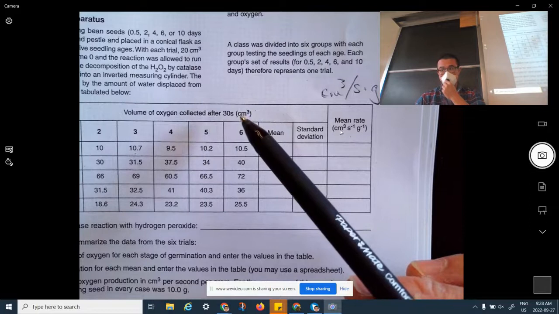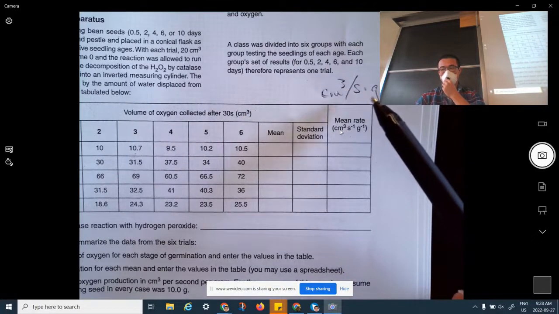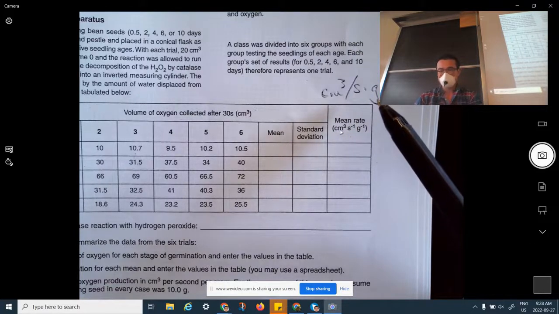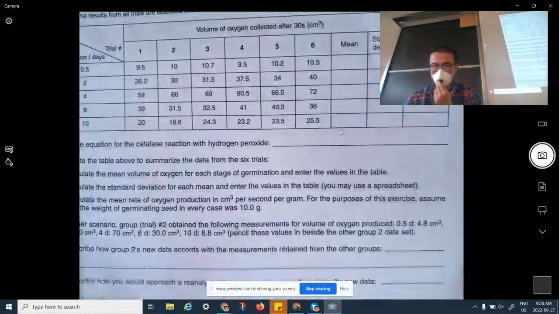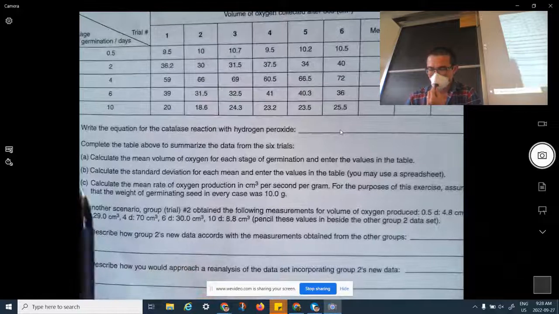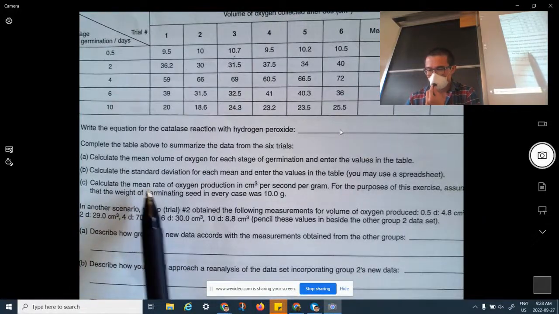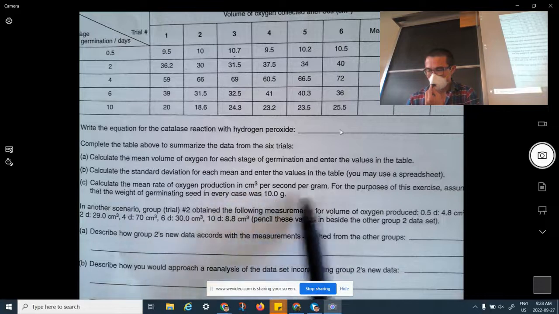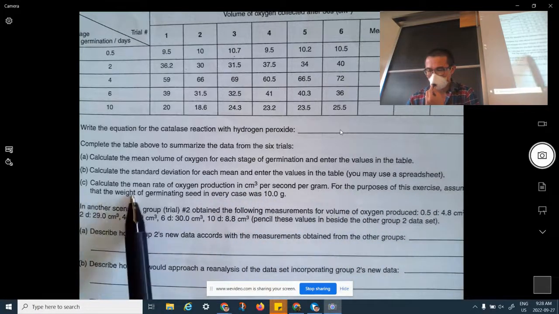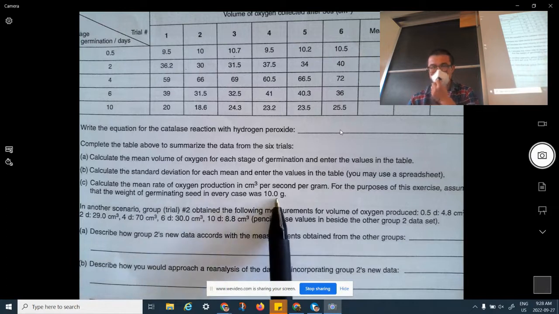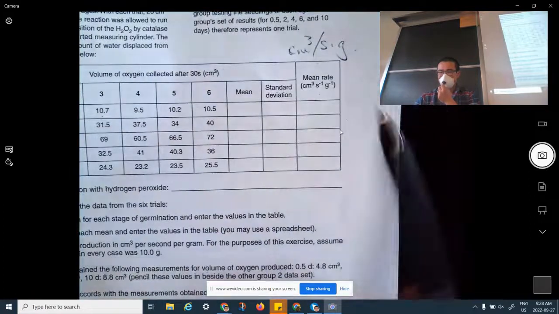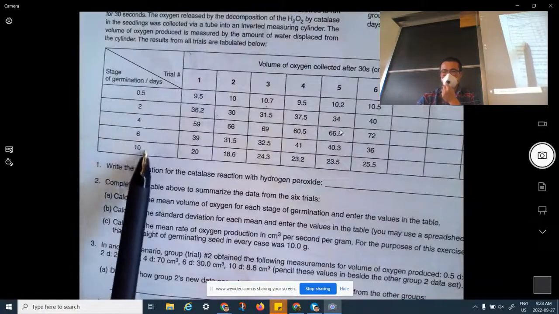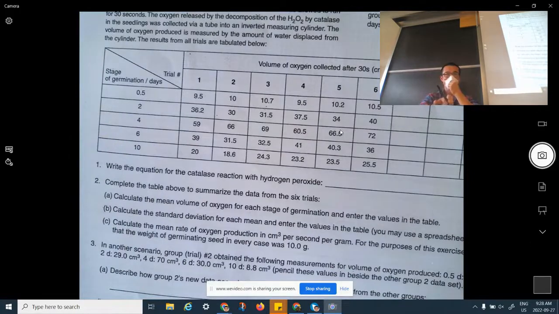Now, that's not done. You're not done yet, because they also say divide by s times g. So what does this gram mean? This is the part where you look into the question here. Down here, number 2C, calculate the mean rate of oxygen production. For the purpose of this exercise, assume the weight of germinating seed in every case was 10 grams. So what it means is that for each of these trials, you use about 10 grams of seeds.